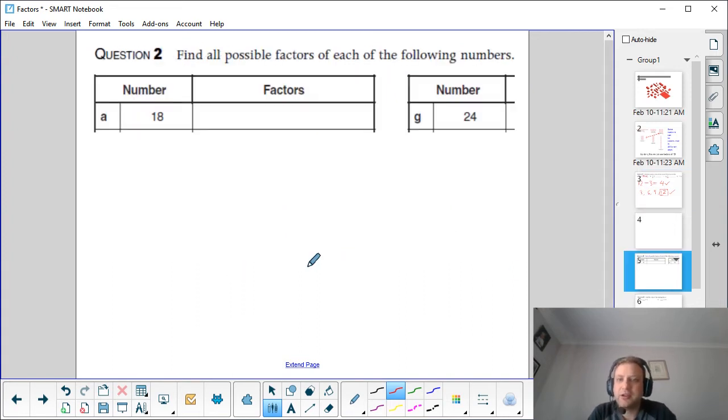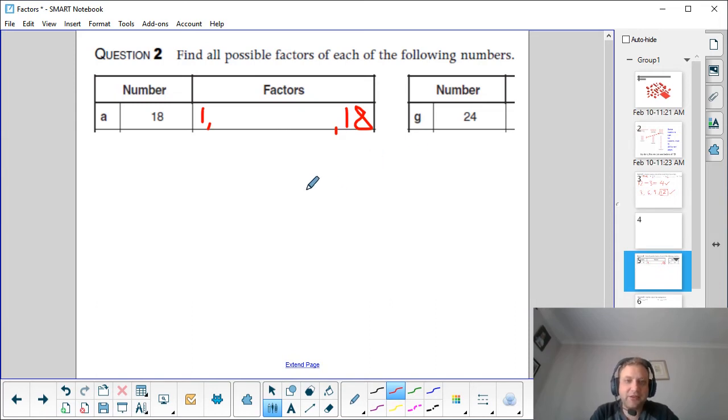Question 2. You have to find all possible factors of the following numbers. So we want to try and find as many as we can. Don't just mark yourself wrong if you miss one. Just try and find as many as you can. And if you miss one, oh well. But I would always start by putting in the number 1, because the number 1 goes into everything. And I'd also start by putting the actual number in as well, because 18 goes into 18 evenly, right? 1 and 18 are a pair.